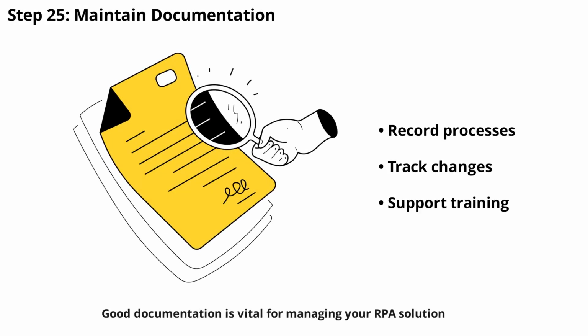Good documentation is vital for managing your RPA solution. Keep detailed records of automated processes, configurations, and any changes made. Well-maintained documentation helps with troubleshooting, training new staff, and ensuring consistency as your automation program grows.